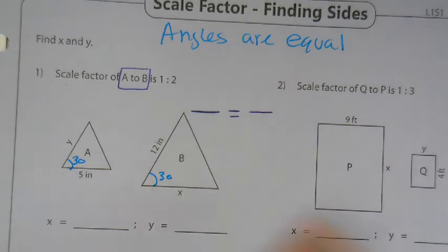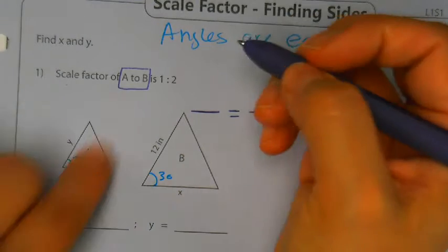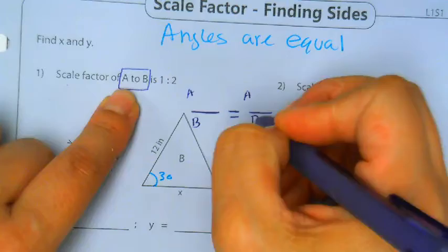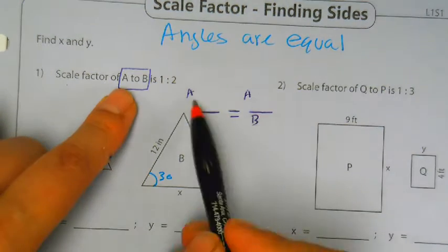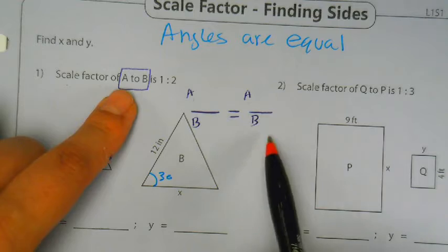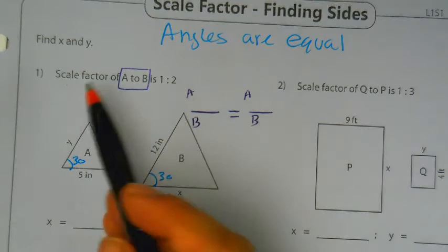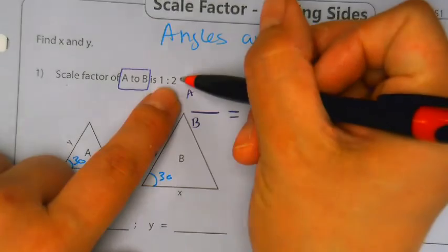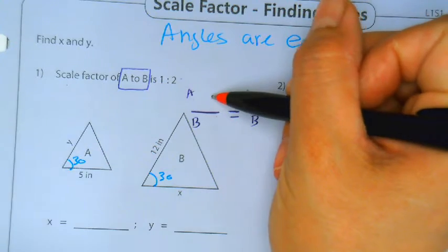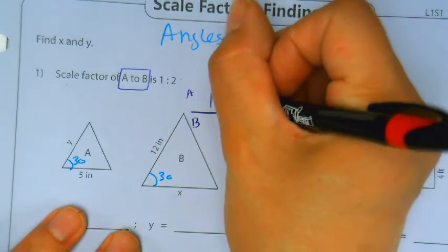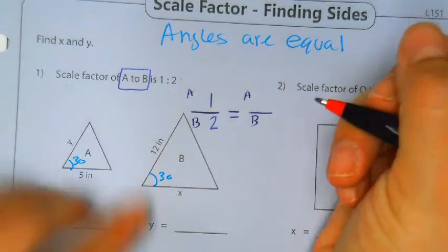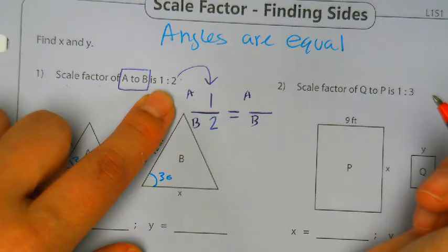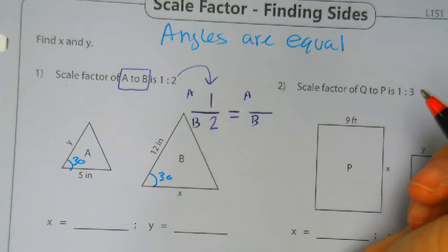Okay, so we're gonna write two fractions. We're gonna call the top the A's and the bottoms the B's, okay? Do you remember how we talked about like the tops have to match and the bottoms have to match? Okay. Scale factor A to B is 1 to 2. So this first part becomes your fraction. So what goes on the top? One. What goes on the bottom? Two. This gets literally plugged in there. Okay, easy enough? Okay. Now, we're gonna solve for X.